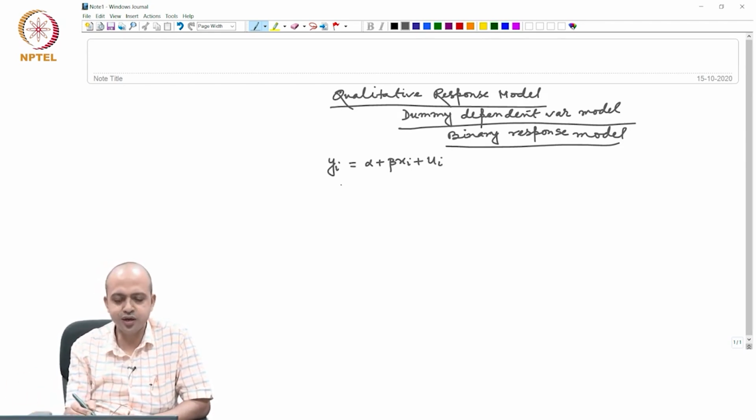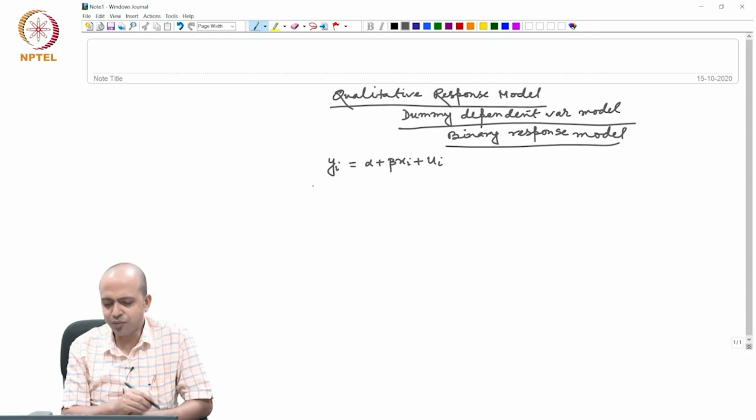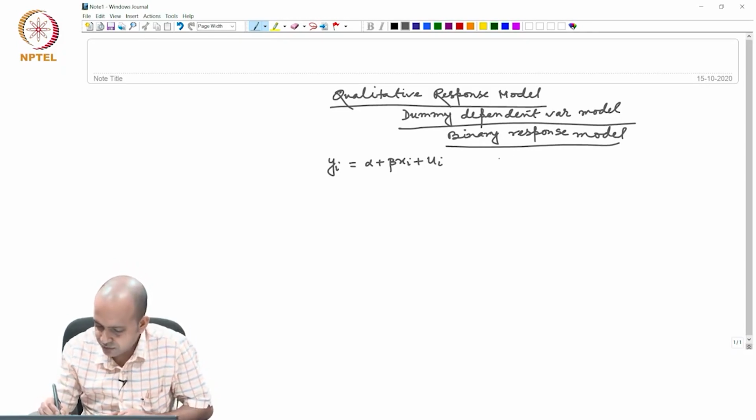Why is it called a binary response model? Because your response variable yi will take two values, right. I will give you some examples. Let us give some examples.